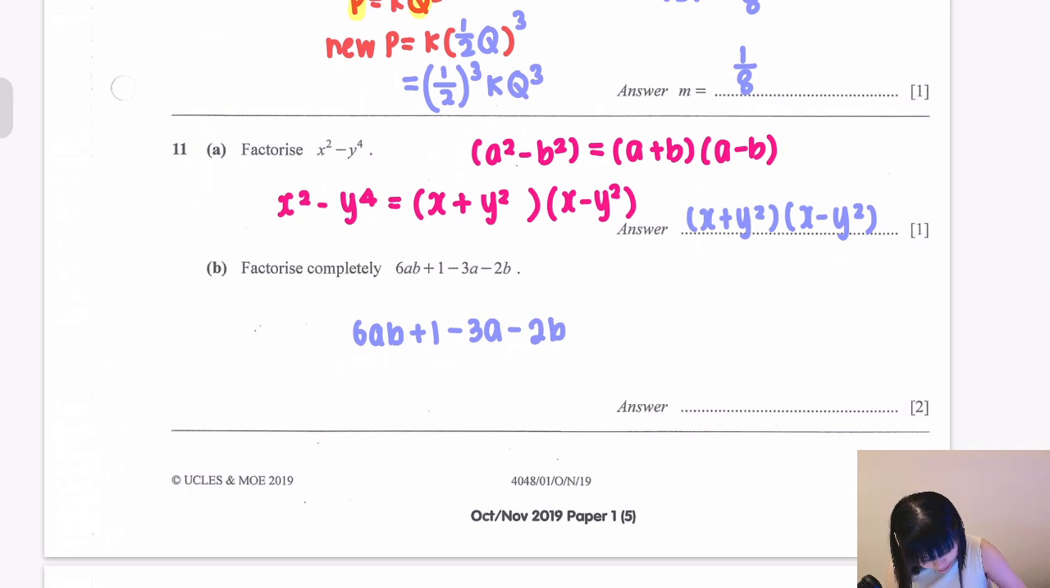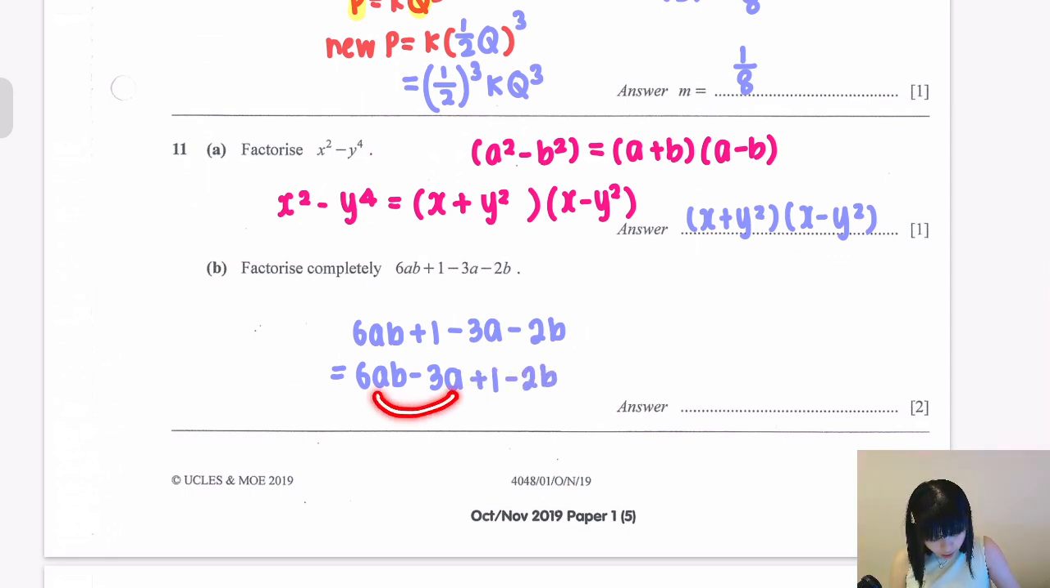Currently this and this, no common factor. This and this, no common factor. So we need to rearrange a little bit. Let's see if I were to rearrange 6ab with my negative 3a and then my plus 1 with negative 2b. Now if you look at this one, you have a factor of 3, you have a factor of a, seems like it's okay, but this one doesn't have any common factor, but it's okay, at least we try, we see how it goes after that.